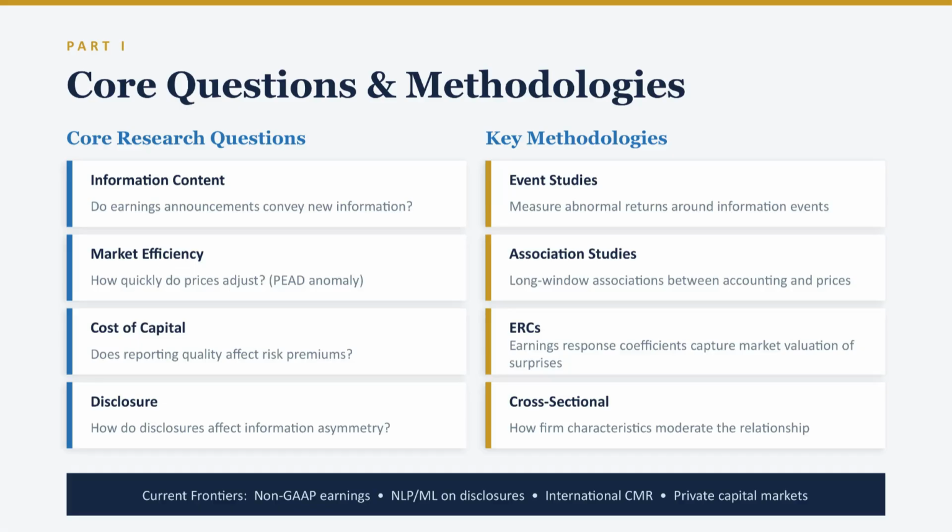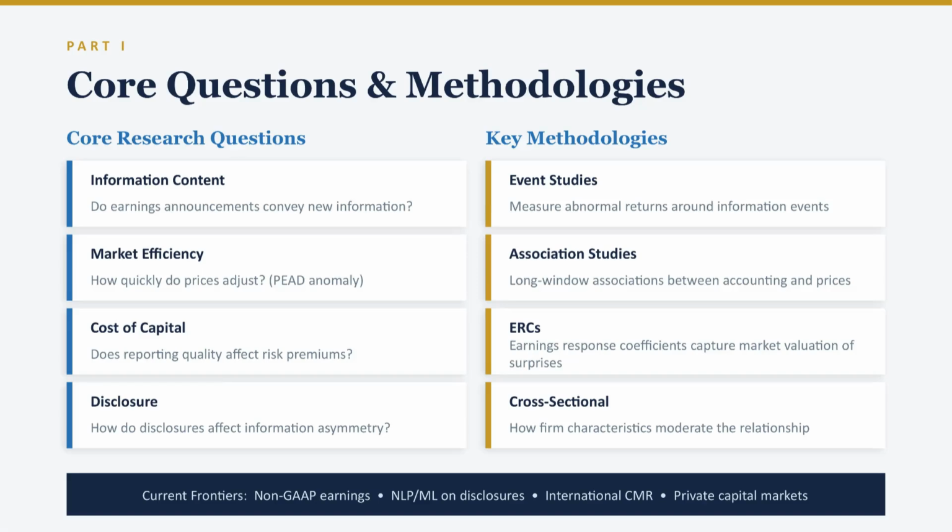4. Disclosure and information asymmetry. How do voluntary and mandatory disclosures affect the information environment? This substream examines analyst following, bid-ask spreads, and institutional ownership as proxies for information asymmetry. Key methodologies. Event studies.